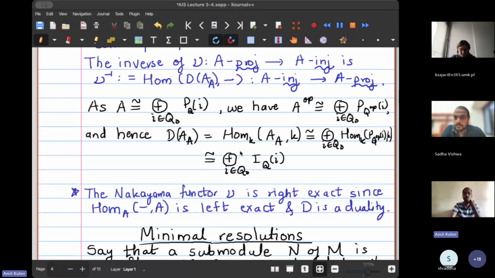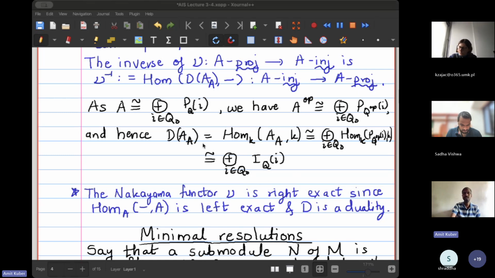And what is this dual? You just do the computations, because A is isomorphic to this direct sum of all the projectives, and A op is isomorphic to this, obviously. And what will this be? This is the right regular A-module. Hom preserves direct sums in both components, so we can simply take out the direct sums from both components. We take out P_{Q^op, i}, K, and that we have seen is just the injective module corresponding to this. So this is nothing but the direct sum of all the injective modules.